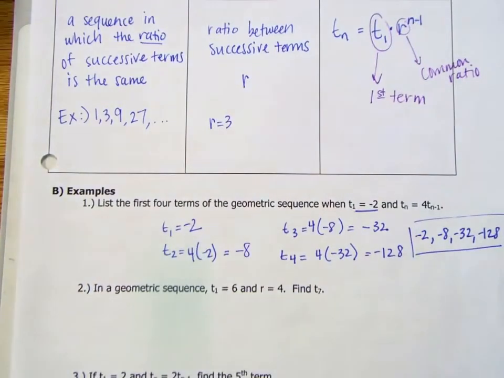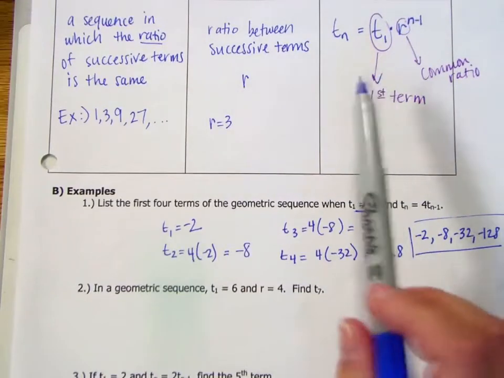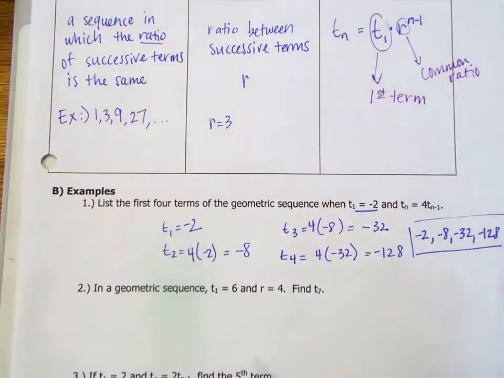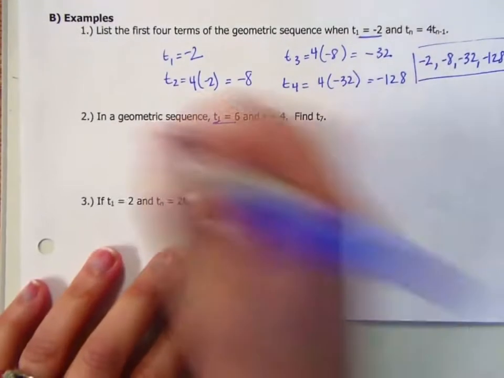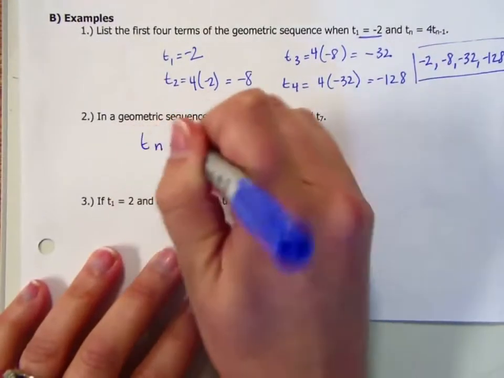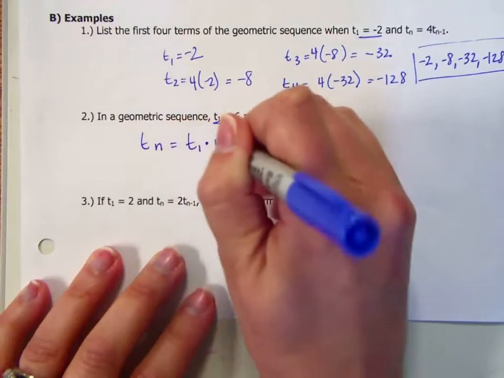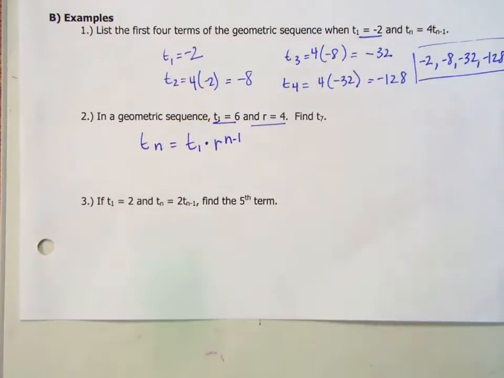Second example: in a geometric sequence, t sub 1 equals 6 and r equals 4. Find the seventh term. So this is where we are going to use our explicit formula. This is very straightforward considering we're given both pieces of information that we need. So start by writing out your formula, and let's plug in what we know.